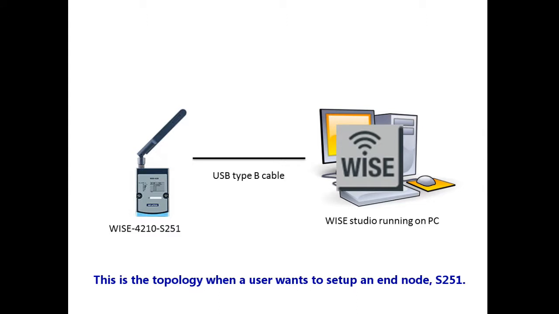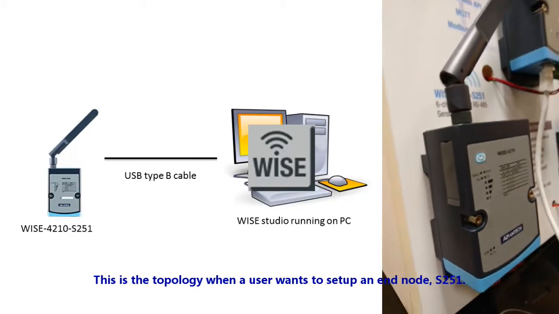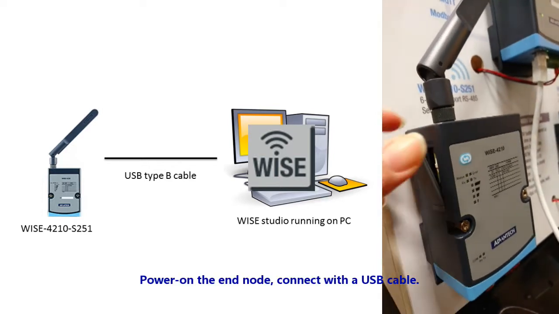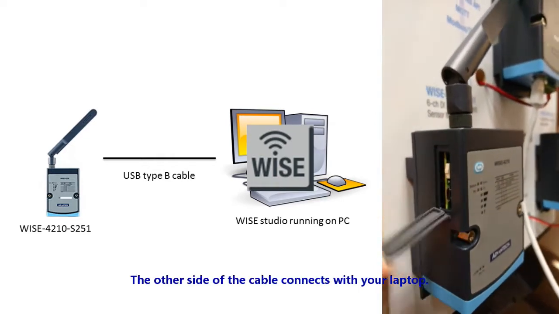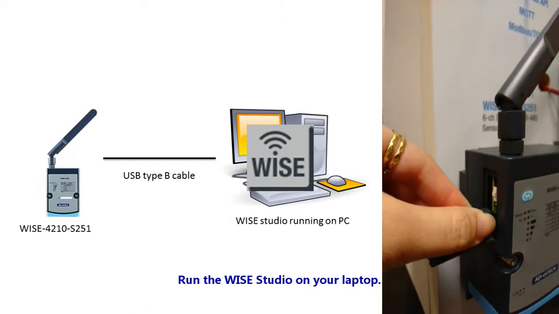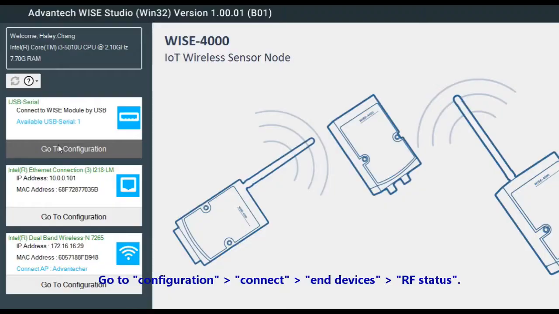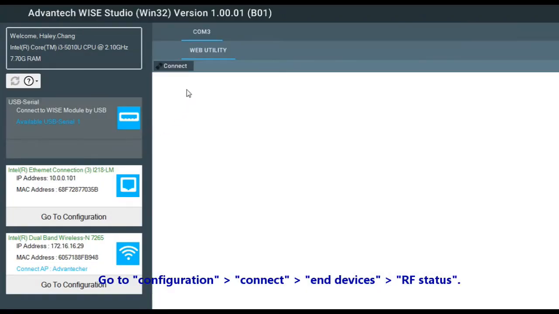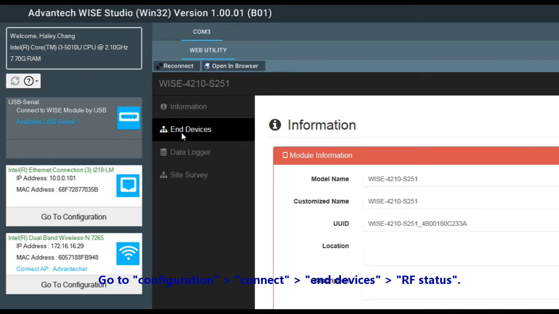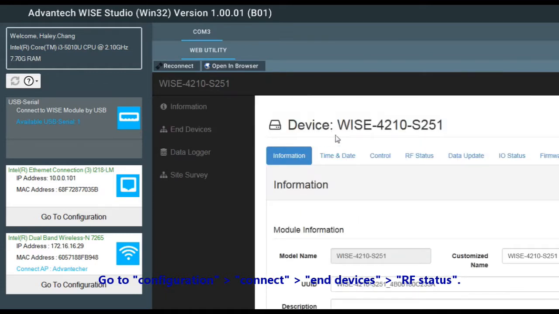This is the topology when a user wants to set up the N node S251. Power on the N node, connect with one USB cable. The other side of the cable connects with your laptop. Run the WISE Studio on your laptop. Go to Configuration, Connect, and Devices. Okay, now this is your S251.